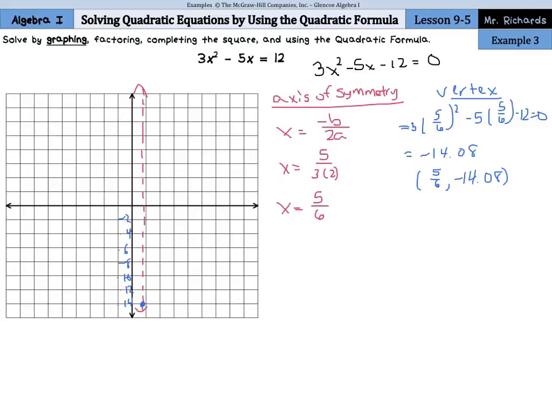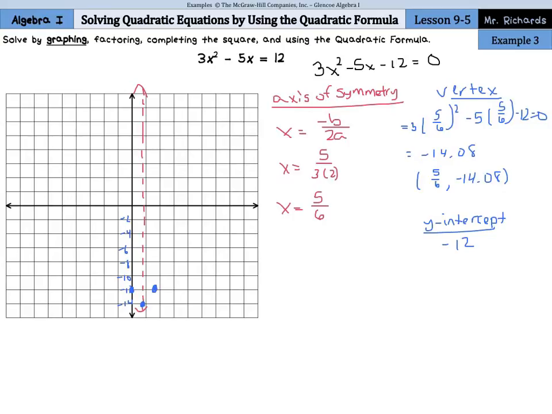My y-intercept, that's at negative 12. So that's right here. And now my next point will be somewhere right around here using the axis of symmetry. And now we get to kind of guess for the other points. We know we're going to be up here somewhere.